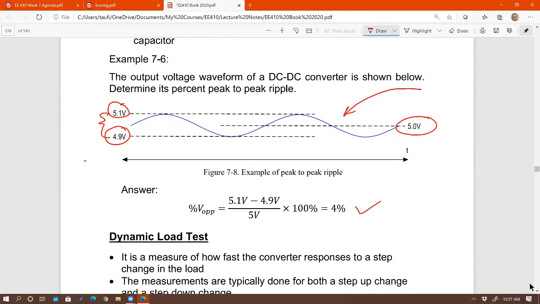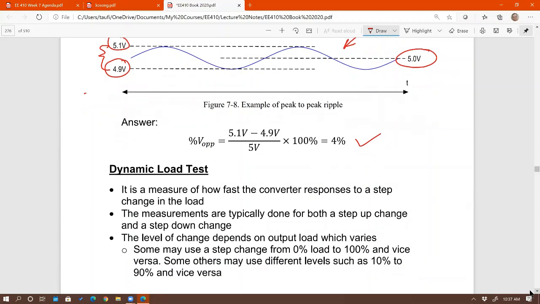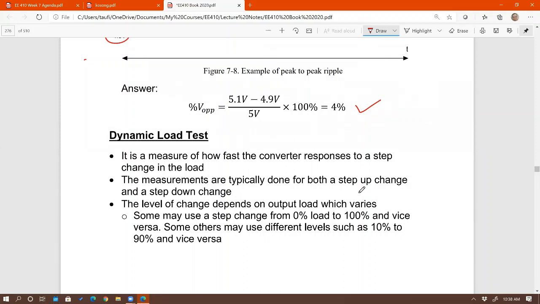Okay, any questions on this? If not, let's move on to the next one. This is the last test. This has to do with the controller test, right? Very common test as well to make sure that the converter that you are designing or purchasing is stable. This is usually the very last test you want to do. The previous tests are all steady state tests. This is the transient test. This is the stability test.